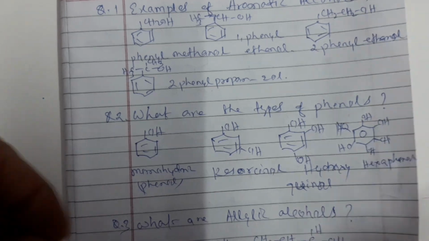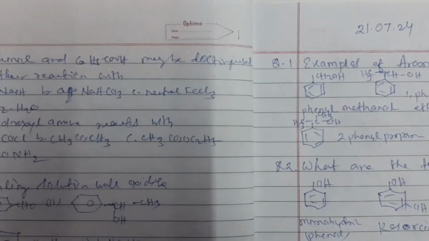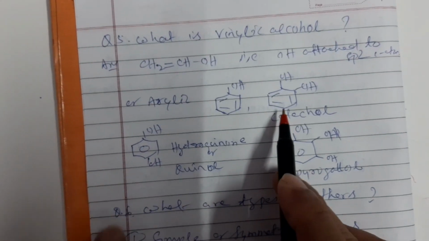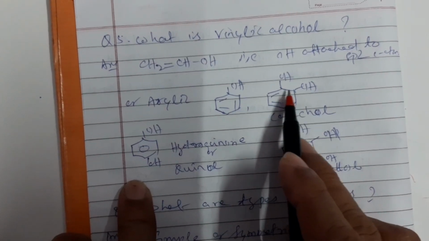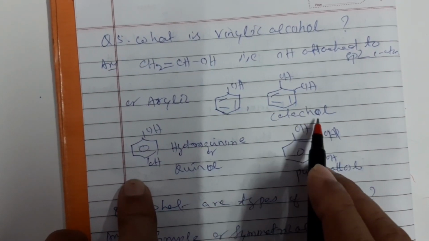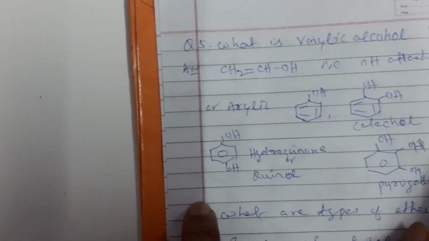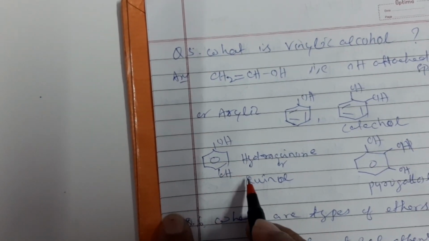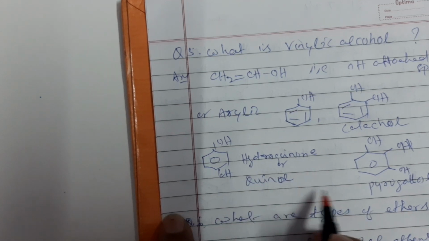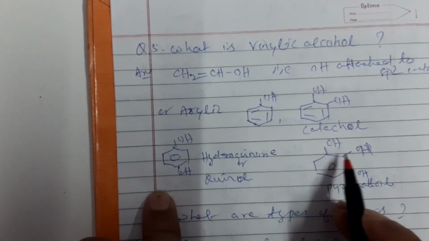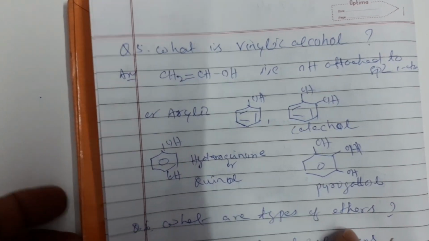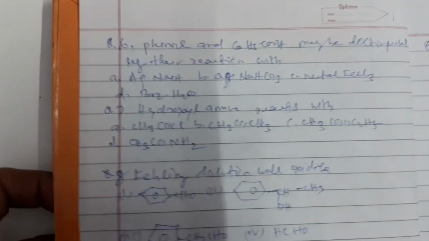Okay, similarly you can also see this side. See, this is known as ortho position. 2 OH groups are attached. It is known as catechol. Okay, here at para position OH groups are attached, and it is known as hydroquinone or quinol. And at 1, 2, 3 position OH groups are attached, it is known as pyrogallol. Okay, so these are all the phenols.